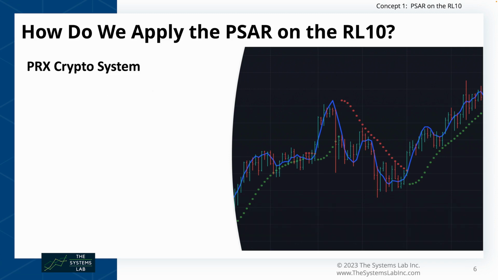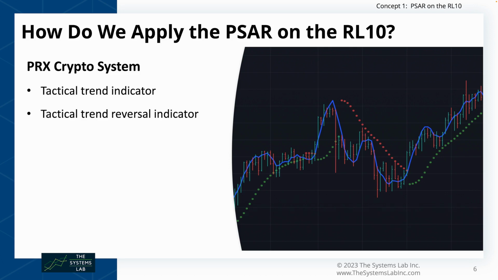So first of all, it functions as a tactical trend indicator. So which way are we going? Long or short? It also serves as a tactical trend reversal indicator. So we use the PSAR to see when a trend reverses. It also functions as a place to set initial stops. It functions as a place to set trailing stops.